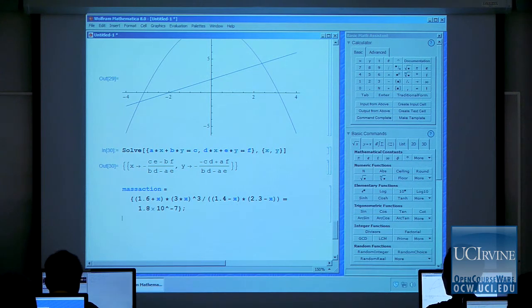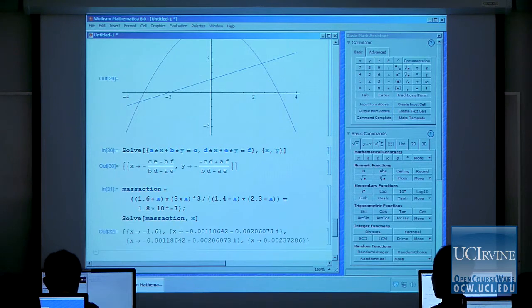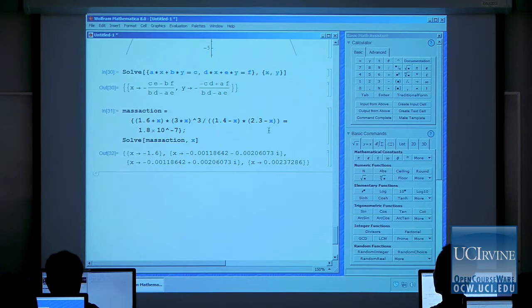And now I can say solve, whoops, bracket, mass action for x. And because I have numbers with decimal points, I'm going to get a numerical answer. Okay, so I do that. And notice, this is a fourth order polynomial, so I do get 4 solutions. And 2 of these turn out to be real.